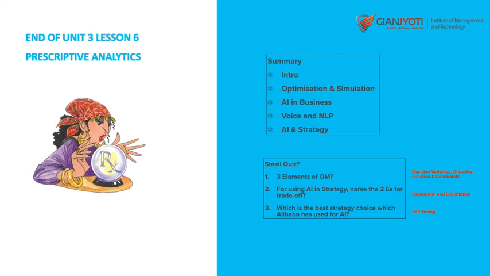Answer to question number one is, the three elements are decision variables, objective function, and constraints. Answer to question number two is, the two E's are exploration and exploitation. And answer to question number three is the self-tuning strategy, which Alibaba is using.